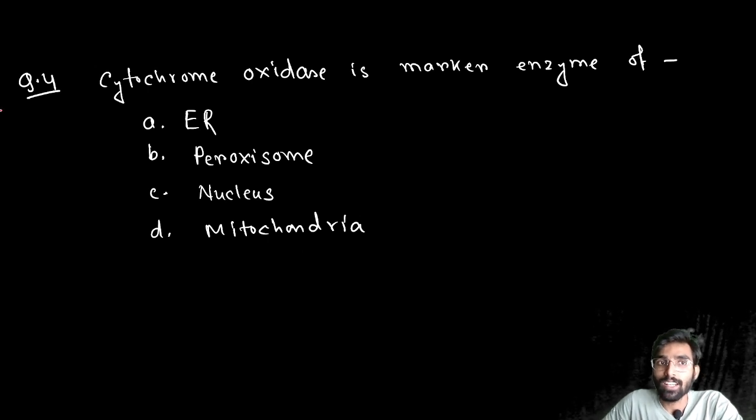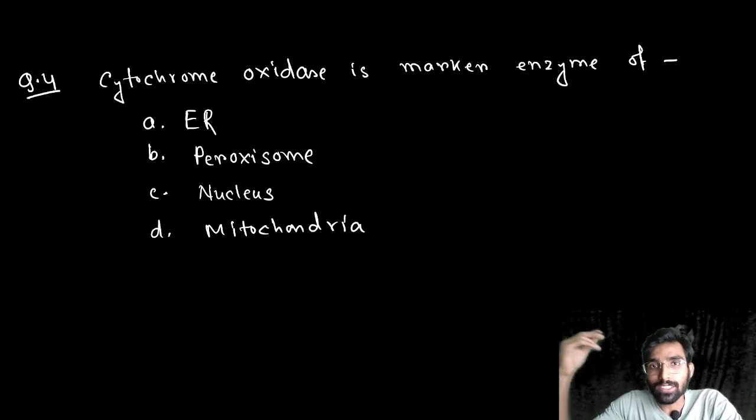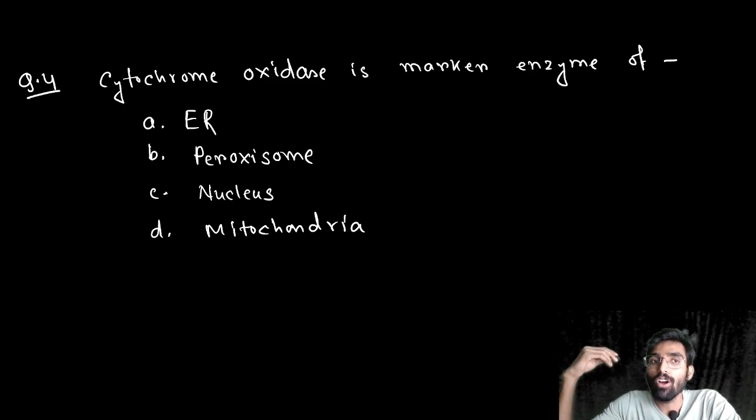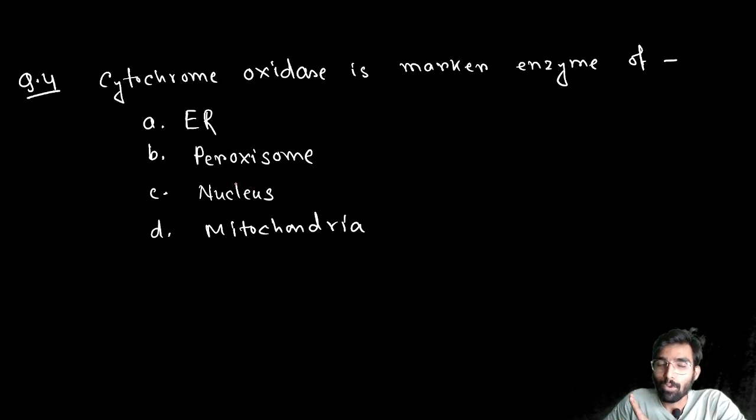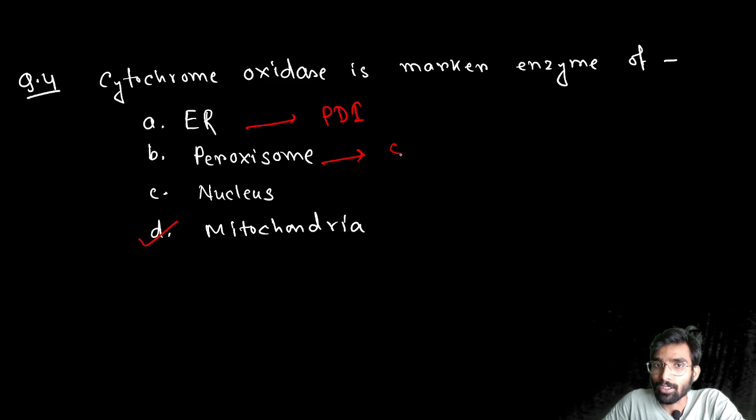So the fourth question: cytochrome oxidase is the marker enzyme of which of the following cell organelles? Endoplasmic reticulum, peroxisome, nucleus, mitochondria. This is a very easy question. The answer is mitochondria. For ER, PDI is the marker enzyme, protein disulfide isomerase. For peroxisome, you can say SOD, superoxide dismutase. For nucleus, you can say histone.